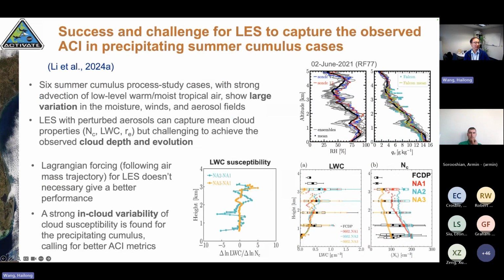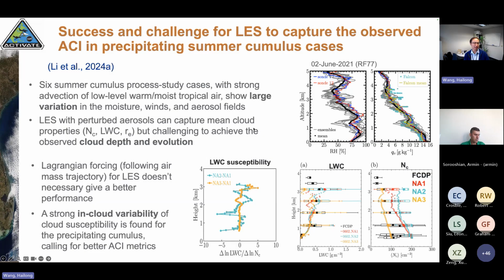So in the next few slides, just to quickly summarize some new work. Xiangyu also led an LES study on the precipitating summer cumulus case. He will talk also about this case in his talk next, but with a different microphysics. The key finding is that the model has some difficulty capturing the cloud depth and evolution.